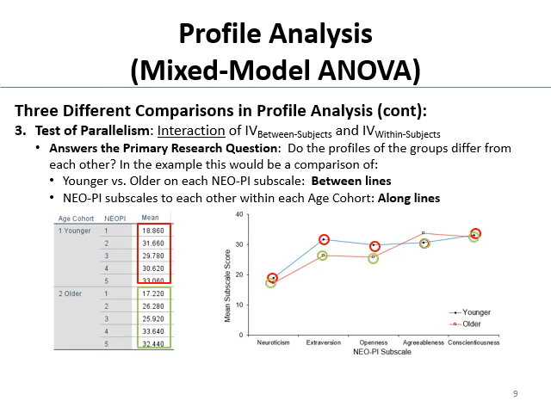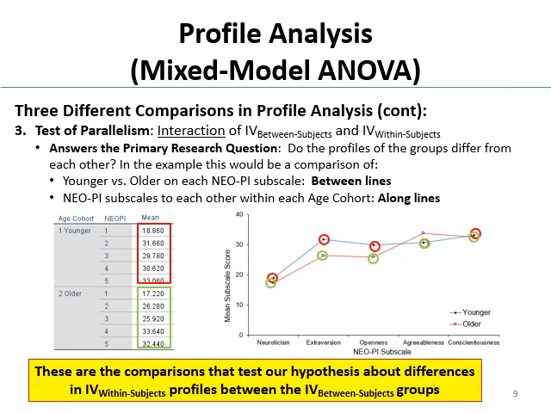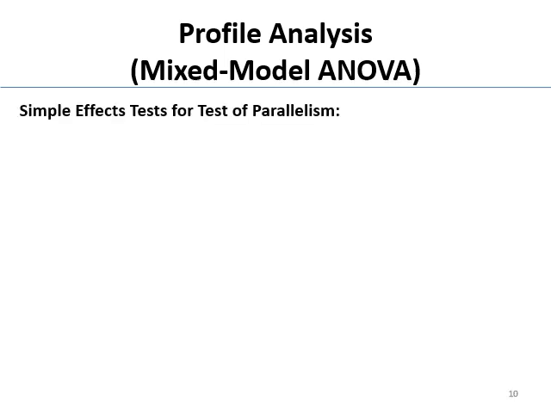Same thing, the green dots would be compared for the older folks, and it would be, for older people, what are their most pronounced, highest and lowest personality traits on the NEO-PI? So these are the comparisons that test our hypothesis about differences in the within subjects IV profiles between the between subjects IV groups. That is, is there a difference between the personality profiles of what young people thought they'd be like and what older people actually report?